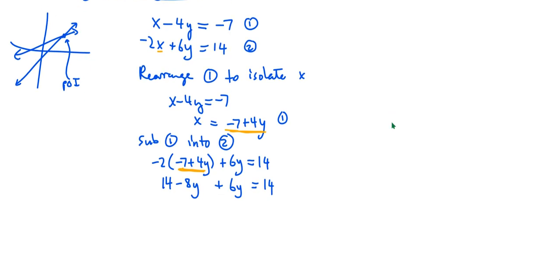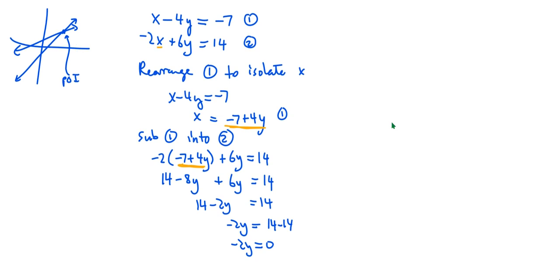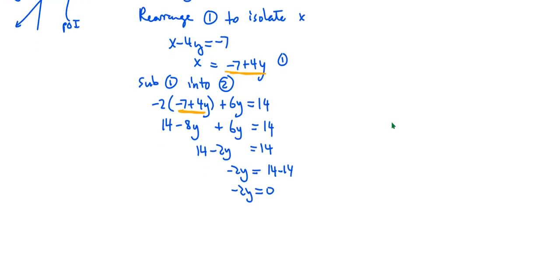So I have 14 minus 2y equals 14. Negative 2y equals 14 minus 14. Negative 2y equals 0. Then I want just y alone, so I'm going to divide both sides by negative 2. Well, 0 divided by anything is just 0, so I'm left with y equals 0. That means my point is something, y.